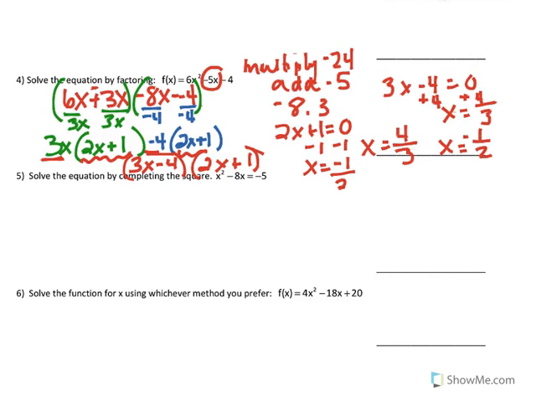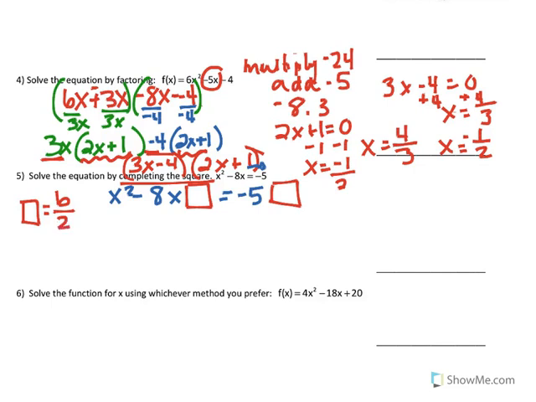Okay, number 5. Number 5 says solve the equation by completing the square. Remember that when we're completing the square, we have to make some squares. So since the c is already written on the other side, that saves us a step. So we're going to go ahead and we're going to make our squares. Okay, we're completing the square. So what goes in our squares is b over 2 squared.